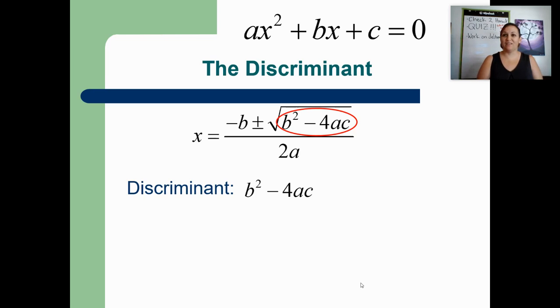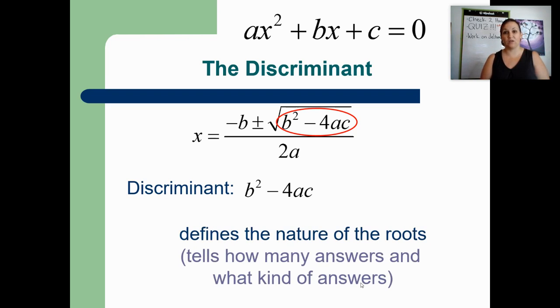The b and the a and the c come from that standard form at the top of the screen. So the b is the number in front of x, the a is the number in front of the x squared, and then the c is the constant. When you're finding the discriminant, your answer is going to be a single number followed by a phrase. The phrase is what tells us what the answer would look like if we did solve the problem.